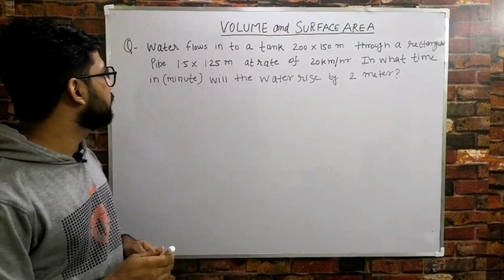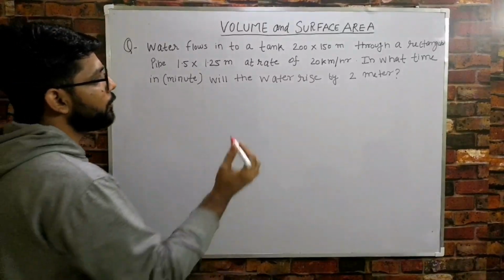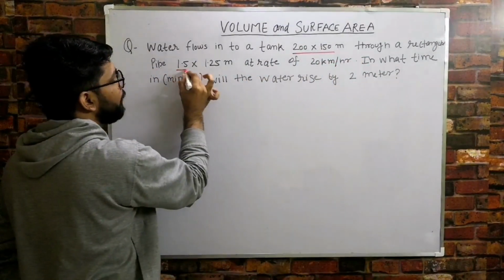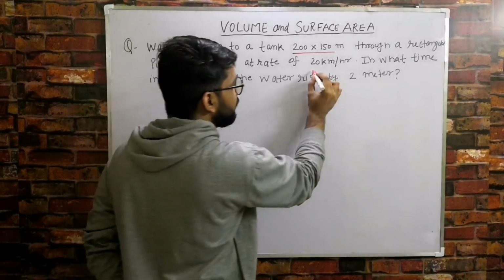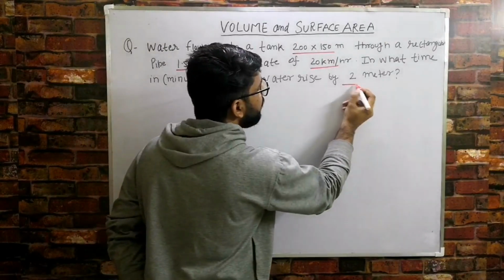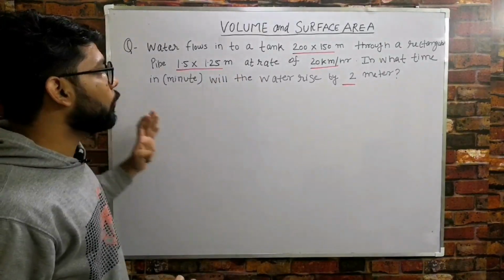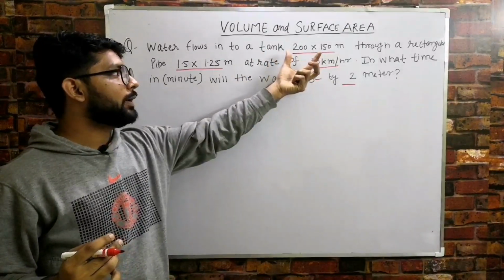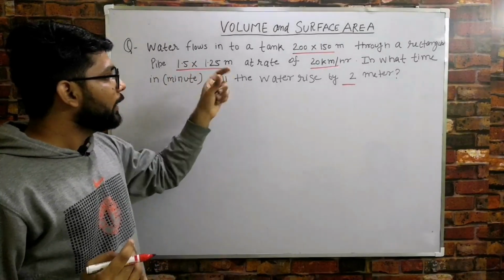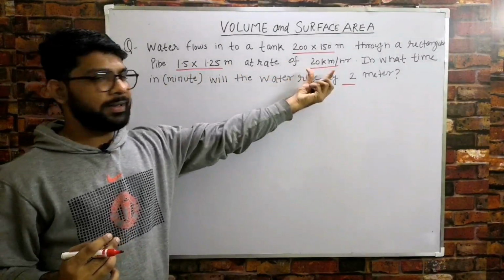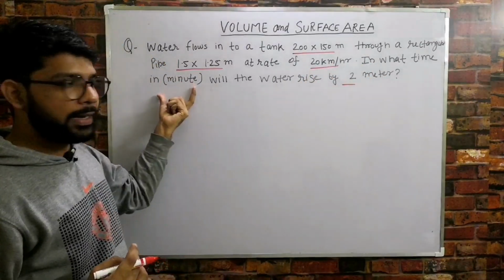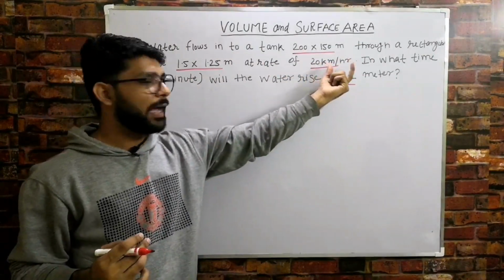So the next question is: water flows into a tank 200 into 150 meter through a rectangular pipe 1.5 into 1.25 meter at a rate of 20 km per hour. In what time, in minutes, will the water rise by 2 meter? So the question is saying water is flowing into a tank of measurement 200 into 150 meter through a rectangular pipe of measurement 1.5 into 1.25 meter at a rate of 20 kilometer per hour. Here 20 kilometer we will convert into meter, and since we have to find the time in minutes, we will convert this hour into minutes.